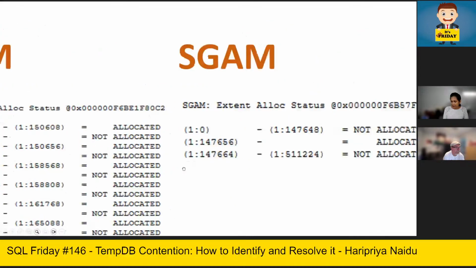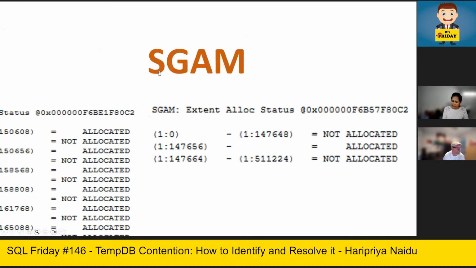SGAM is almost the same thing, but it's the shared global allocation map. It contains the allocation status of the mixed extents, where all those 8 pages contain data of different objects. So the whole concept here is, you see how these PFS, GAM, and SGAM pages look? They contain the free percentage information and the allocation or non-allocation status. This is what these three special pages have. That is why SQL Server transactions need to obtain a latch on these three pages to find out the status information of the pages to allocate the object.